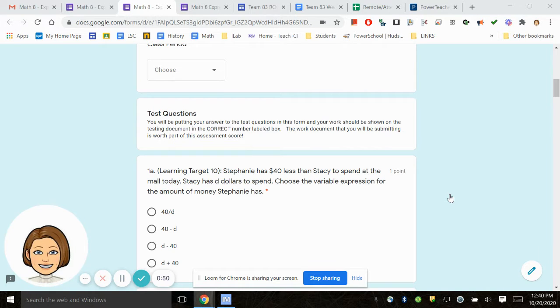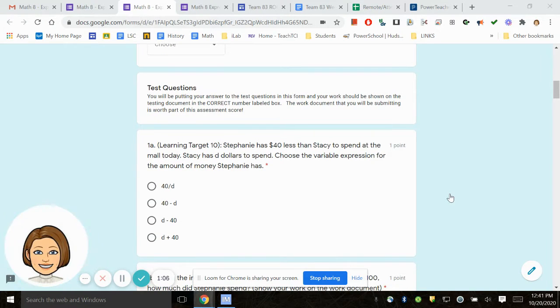Question 1A. Stephanie has $40 less than Stacy to spend at the mall today. Stacy has D dollars to spend. Choose the variable expression for the amount of money Stephanie has. 40 divided by D, 40 minus D, D minus 40, D plus 40.